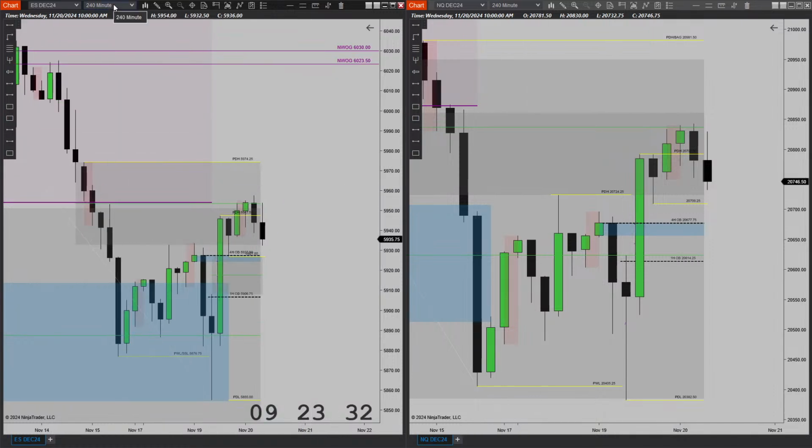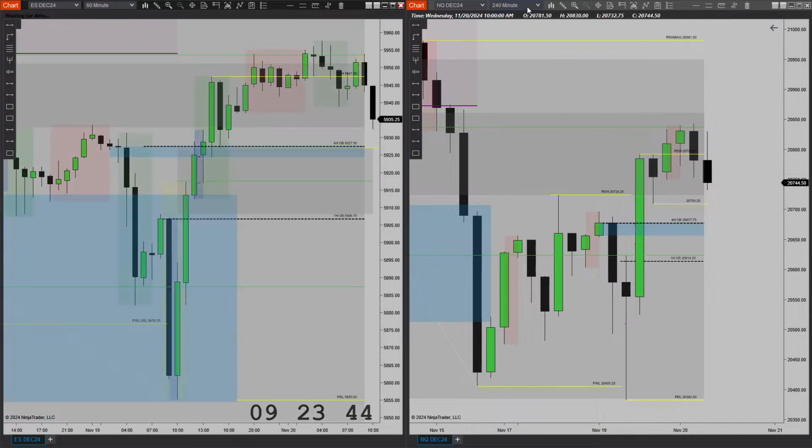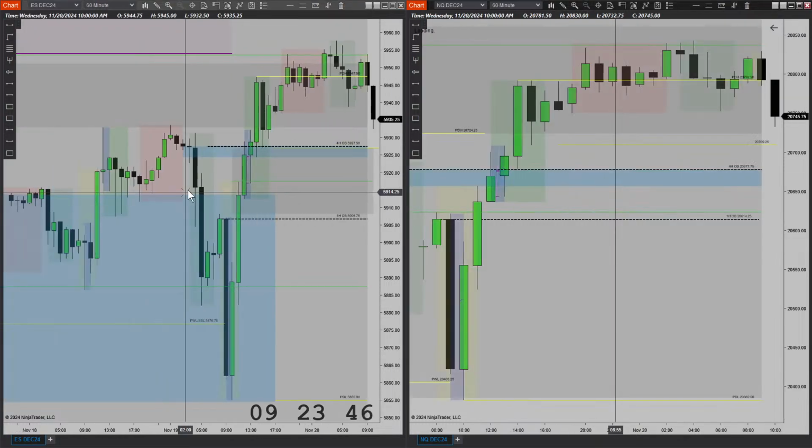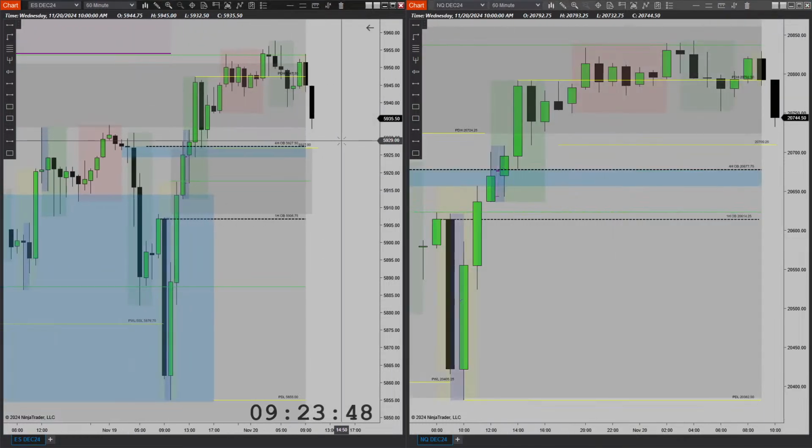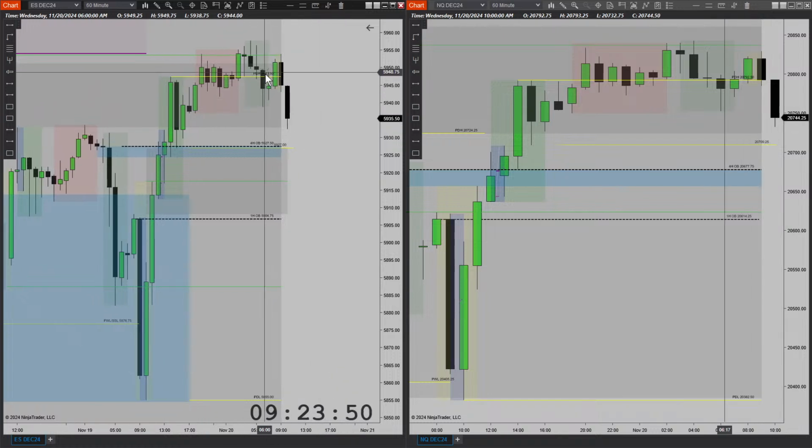So I've made the case for both bullish and bearish sessions. Let me make sure I'm not missing anything else. 4 hour setup. Yep. Okay. Let's go into the 60-minute.